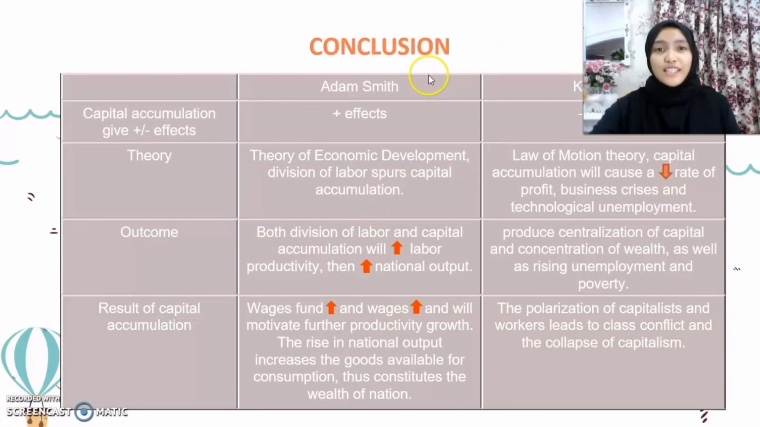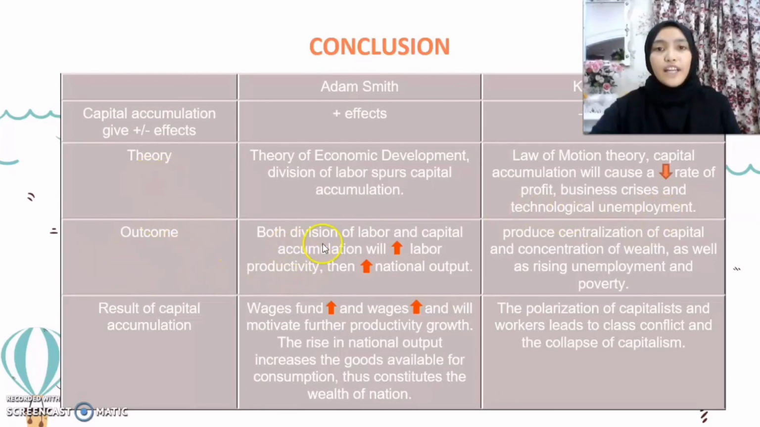For the conclusion, Adam Smith believed that capital accumulation will give a positive effect, while Karl Marx believed that capital accumulation will give a negative effect. Based on Adam Smith's theory of economic development, division of labor serves capital accumulation, while in Karl Marx's law of motion theory, capital accumulation will cause falling rate of profit, business crisis, and technological unemployment.